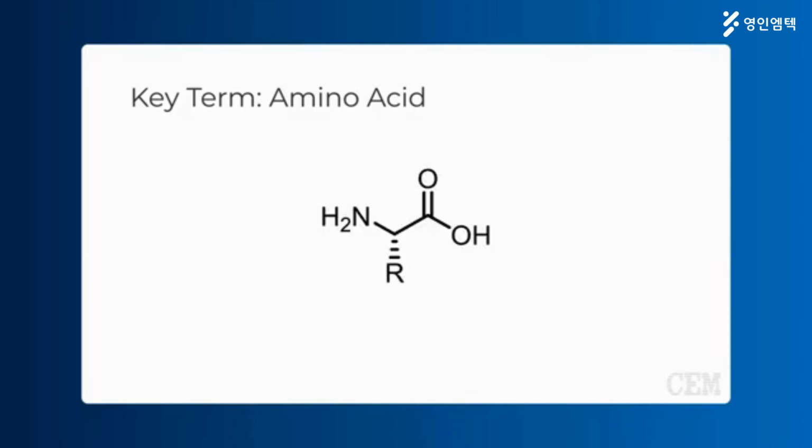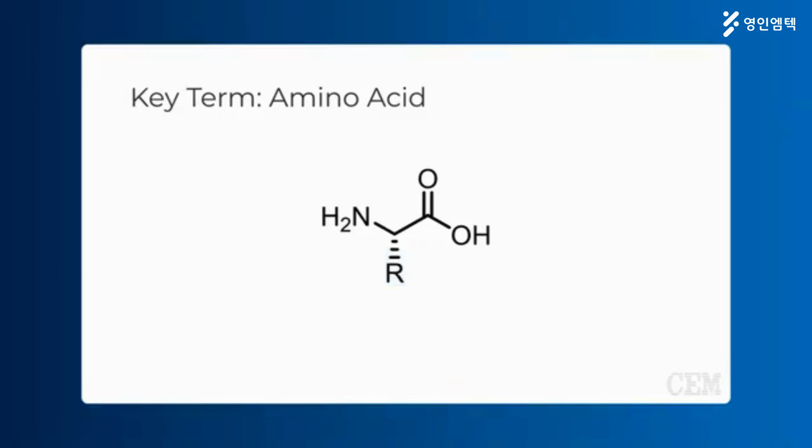Amino acids are small organic molecules that serve as the building blocks of proteins and peptides. Each amino acid consists of an amino group, NH2, a carboxyl group, COOH, and a specific side chain, or R group, which determines an amino acid's unique properties.